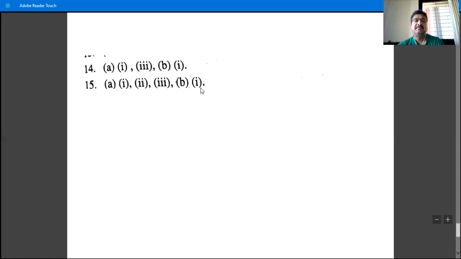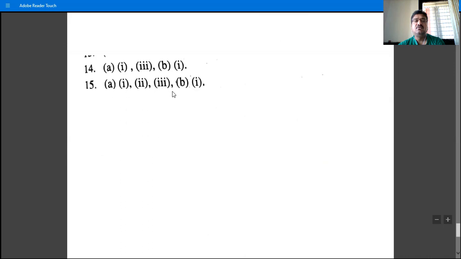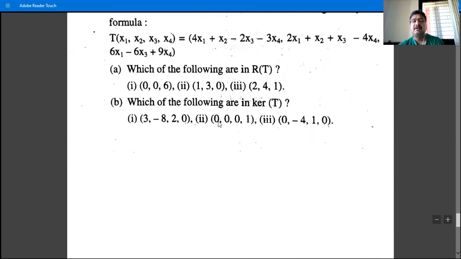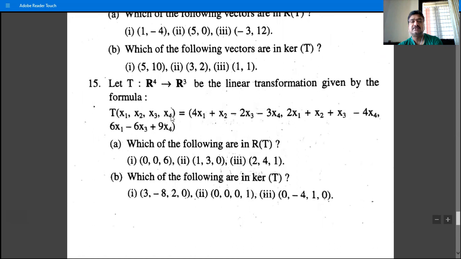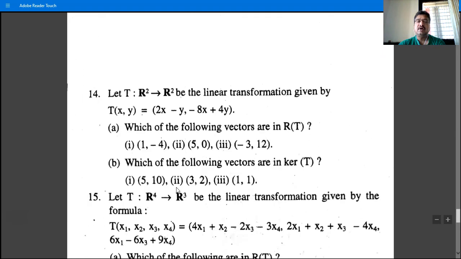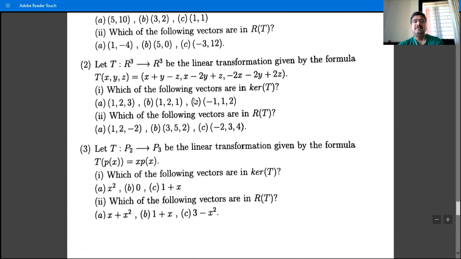This is the answer of number 15, answer of B, A1, A1, 1, 2, 3. So all these elements are elements of the range of T, but in this case, only the first element belongs to the kernel of T. So how can we check whether these elements belong to the kernel of T? Find T of (3, -a, 2, 0), that is, substitute x1, x2, x3, x4 as (3, -a, 2, 0). And if we have the answer (0, 0, 0), then the element belongs to the kernel of T. So solve all these problems, whether these elements belong to the kernel of T, whether this element belongs to the range of T. This is, I think, repetition.